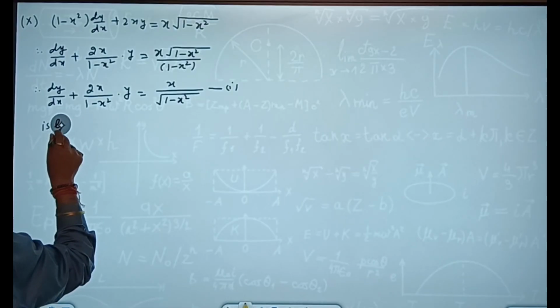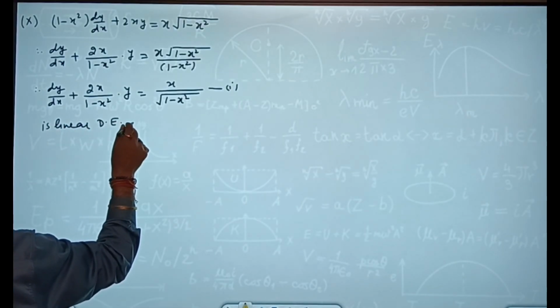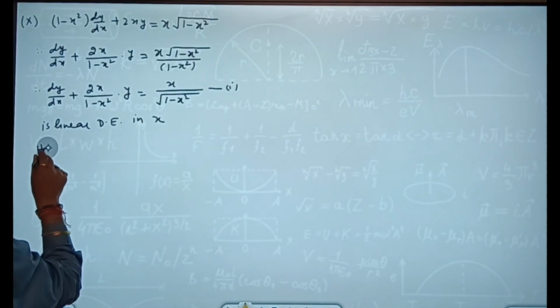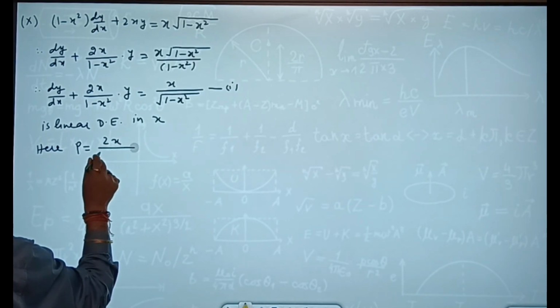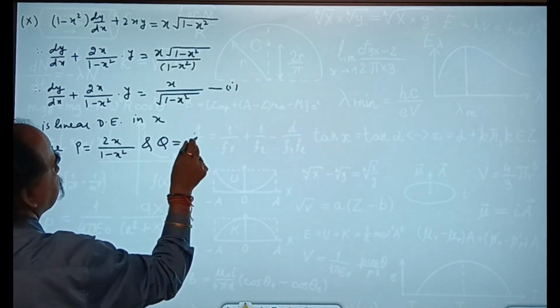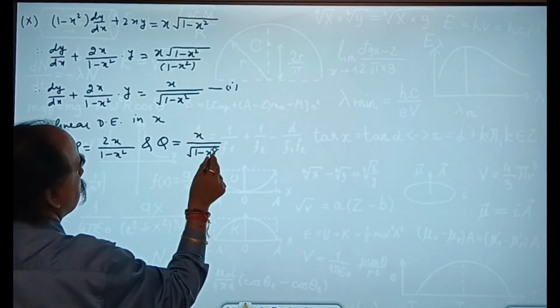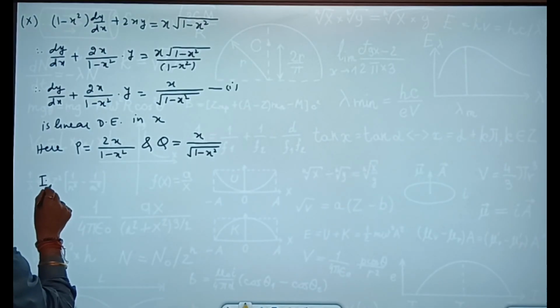This is a linear differential equation in x. Here p is what? 2x upon 1 minus x square. And q is what? x upon root 1 minus x square. So integrating factor is what?